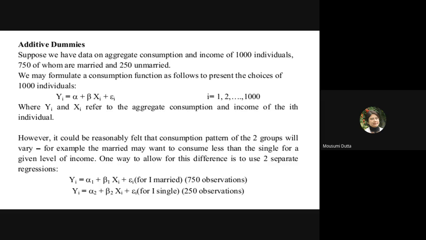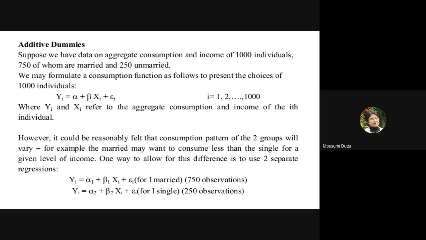So let's first talk about the additive dummy. Suppose we have data on aggregate consumption and income of 1,000 individuals, 750 of whom are married and 250 unmarried. We may formulate the consumption function as follows to represent the choices of 1,000 individuals. Yi is equal to alpha plus beta xi plus epsilon i, where i is moving from 1 to 1,000, and yi and xi refer to the aggregate consumption and income of the ith individual, just the example we considered.